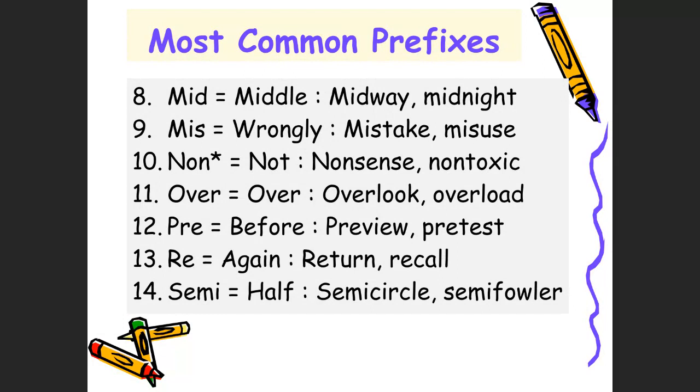So the same. I want you to write words with this. Yeah. Again, 5 minutes. Yeah. 5 minutos para escribir palabras con estos. With mid, miss, non, over, pre, re, and semi. Okay. 5 minutes. 2 words per each prefix, please. ¿Ya? 5 minutos y 2 palabras cada uno.